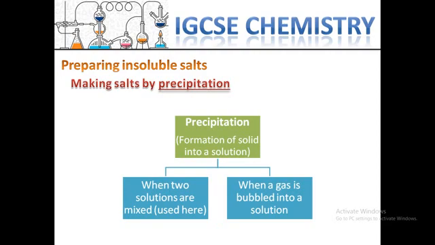Making salt by precipitation is mainly divided into two methods. Precipitation means formation of a solid, like salt, in a solution. The two ways are: when you mix two solutions together, which is the method we are going to learn in these pages, and when a gas is bubbled into a solution. This is another way, but it's not mentioned in your book.